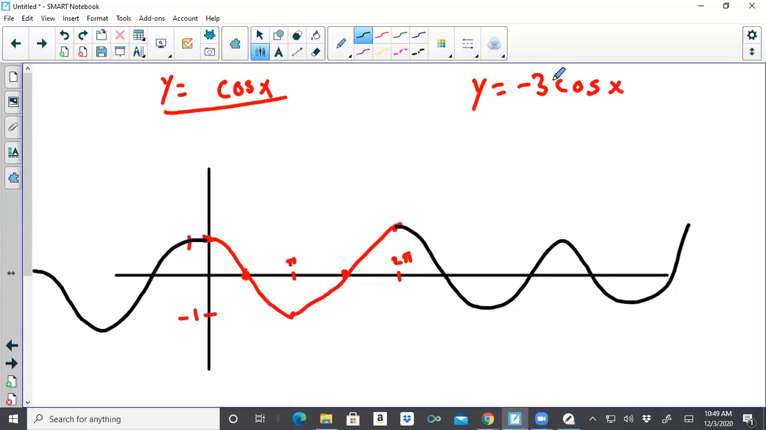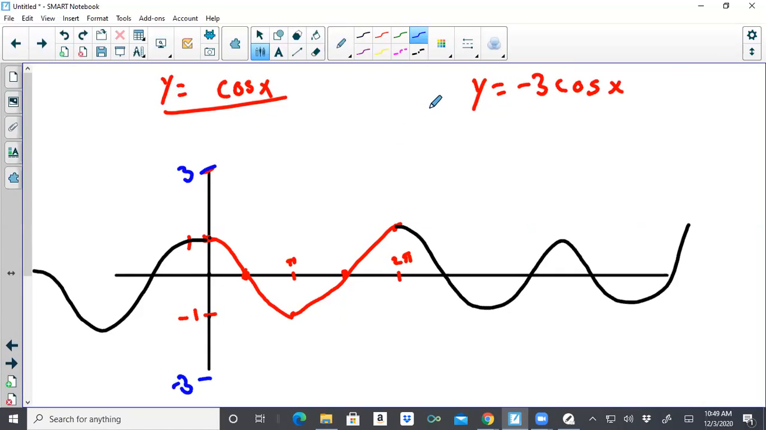So this is going to affect all of the y values. My amplitude in this figure is 1, because the distance from the x-axis to there is 1. Now, instead of it being at 1, it's going to go to 3. So now instead of my distance being 1, it's going to end up being 3. And it also means that it's going to be -3. So I can see that these things have flipped.